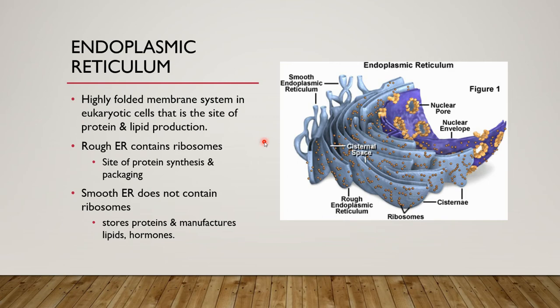Now, what is the function of each one of these? In total, it's just a highly folded membrane system that creates protein and lipids. Lipids are also known as fat. So the rough ER, because it has ribosomes attached to it, is where proteins are synthesized or made and packaged. In the smooth ER, because there are no ribosomes, they store these proteins that were just made and manufacture fats, lipids, and other hormones, which are also a form of lipid.